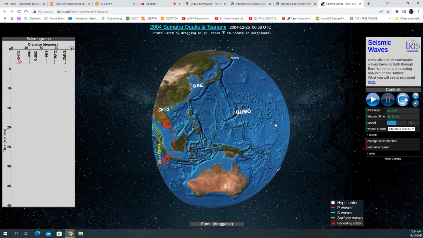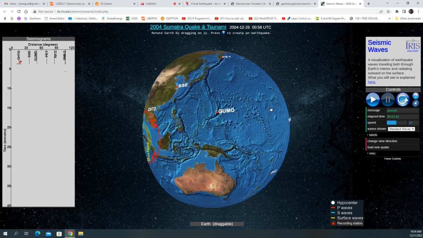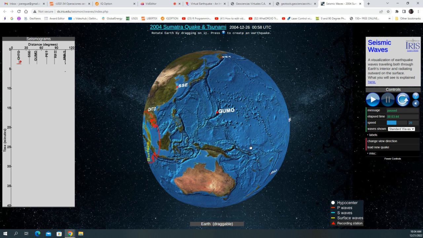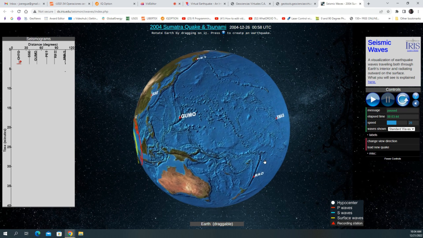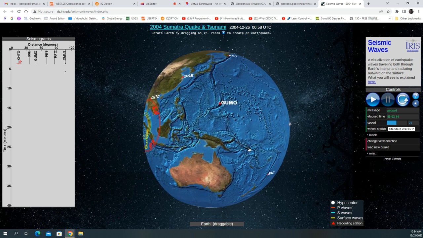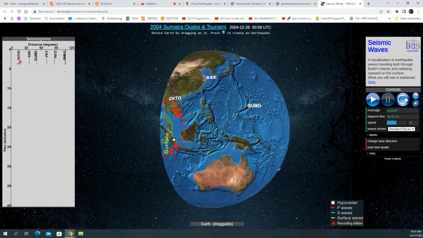We will do this example using a very simple and nice application called Virtual Earthquake. I will recommend that page for most of you. I will put the link at the end of the comments, and I'll get back to that to show you with a very simple example how we try to locate the epicenter of an earthquake.